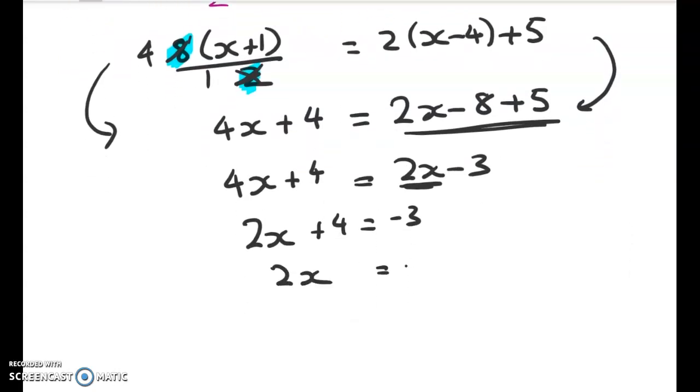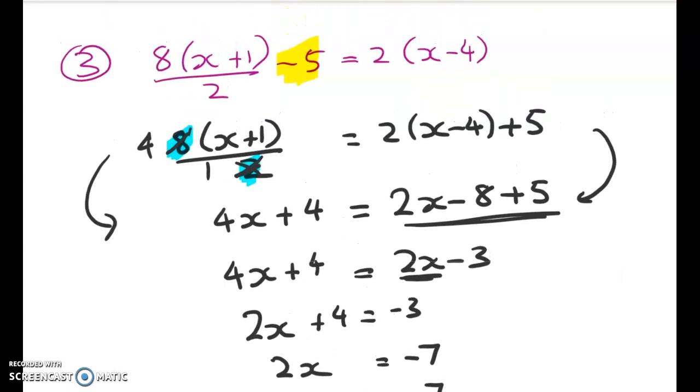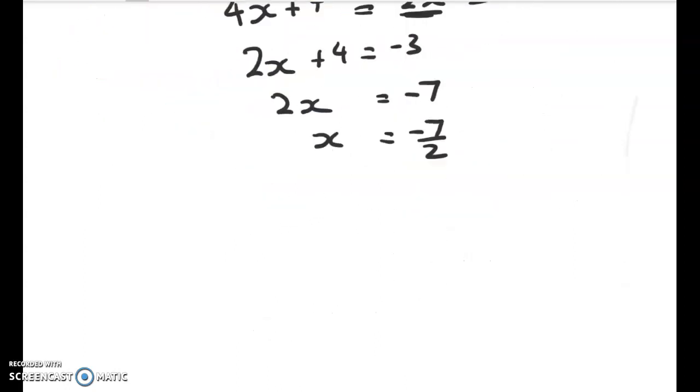2x is equal to negative 7, and x is equal to negative 7 over 2. So look how what happens is we start with a big messy equation, and it gets simpler the further we go. Now the only thing that I could have done that I didn't spot because I was in a hurry is that I could have dealt with that 8 divided by 2 right away at the start, and that would have made things look a bit better earlier on.